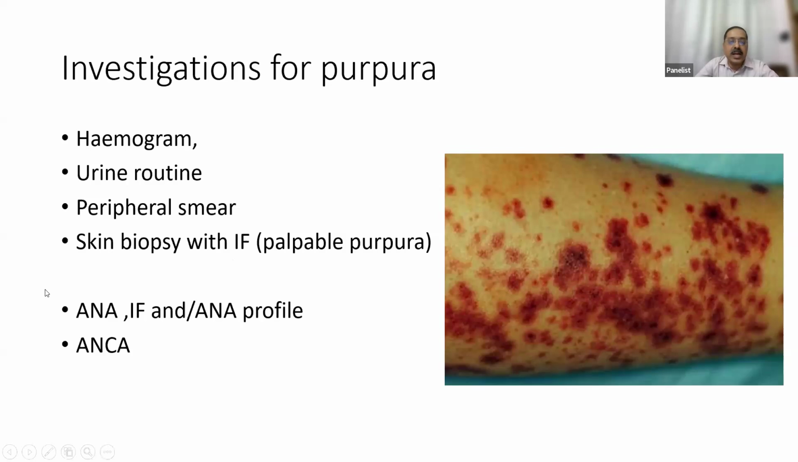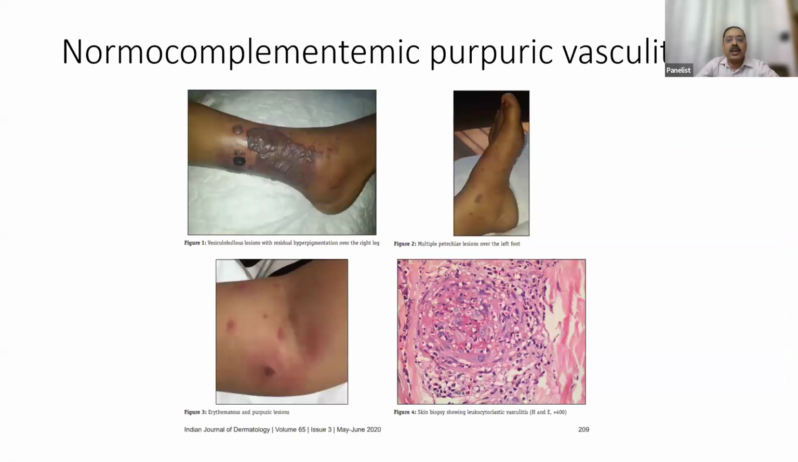And of course, as is mandated in vasculitis, we send for ANA, IF, and ANA profile, and sometimes even an ANCA. This is a case report which we published. This lady went to her native place where they had a farm, and she went uphill and got a scratch by a plant she remembers, or an insect which she is not very sure about. But within one week, she developed a florid fever, and then purpuric eruptions developed, and some of these areas became very necrotic. That is where the first injury occurred.